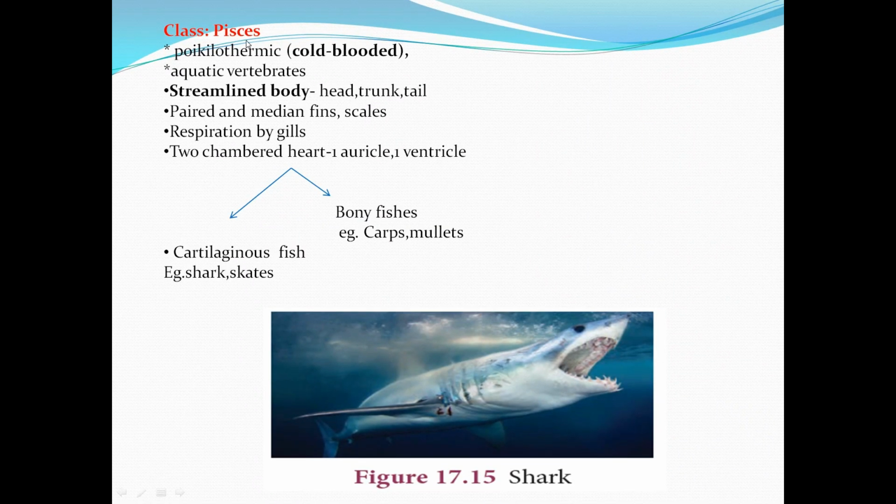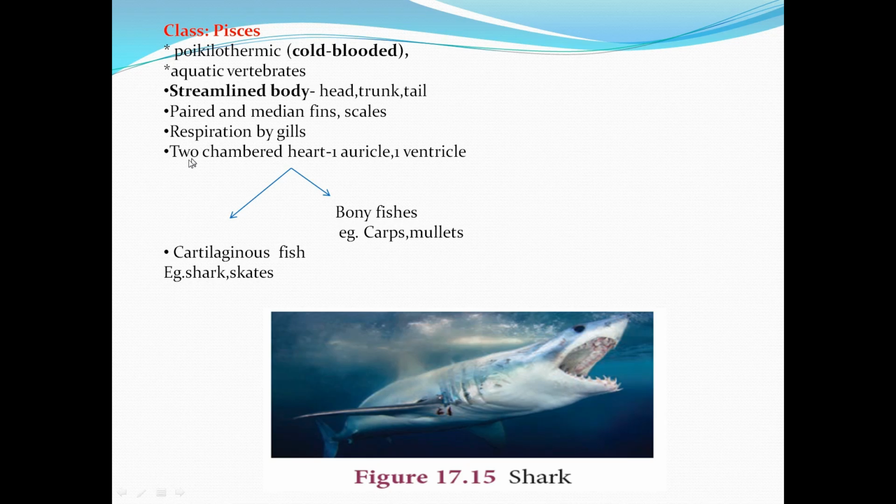The next class is Pisces. Pisces are poikilothermic. What do you mean by poikilothermic? Poikilothermic means cold-blooded organism. They can change their body temperature according to the external environmental temperature. Pisces comprises all the fishes. They are aquatic vertebrates, and they have a streamlined body which is divided into head, trunk and tail. They will possess paired and median fins. They will have scales on their body, and they respire through the gills.